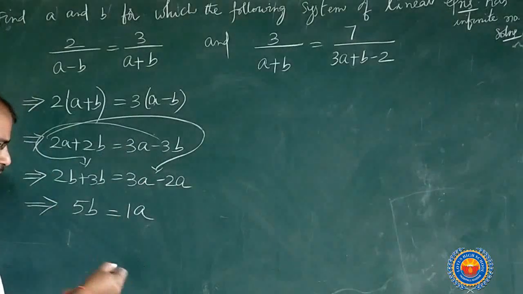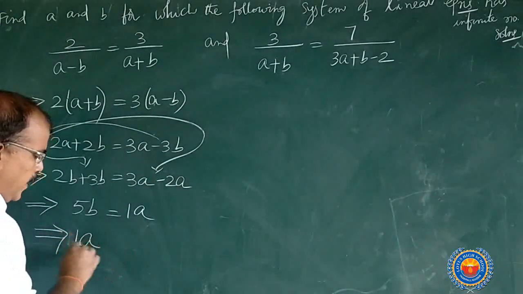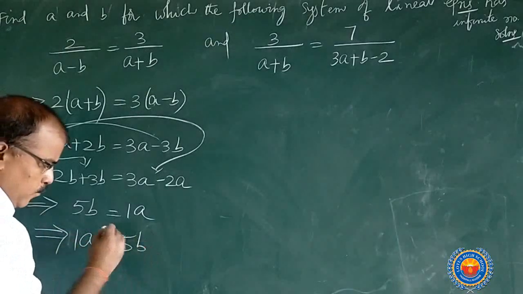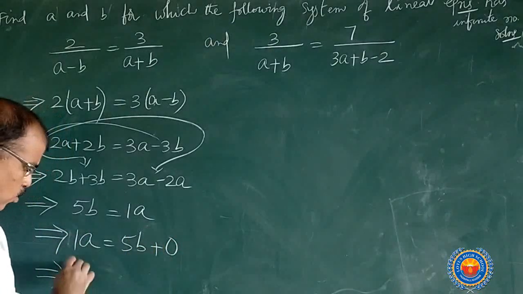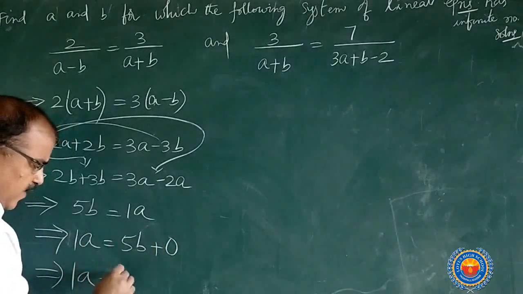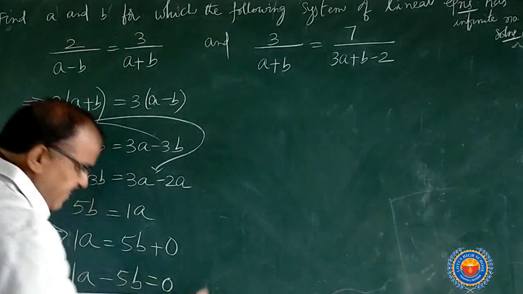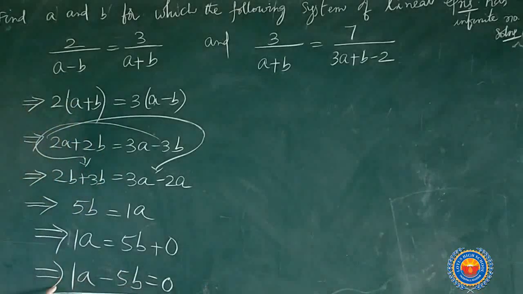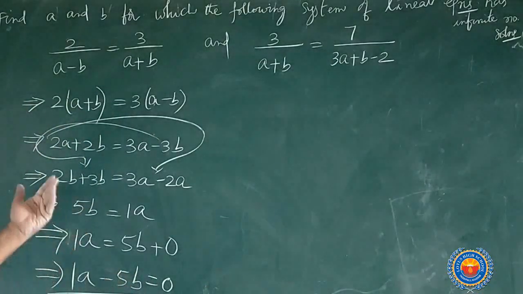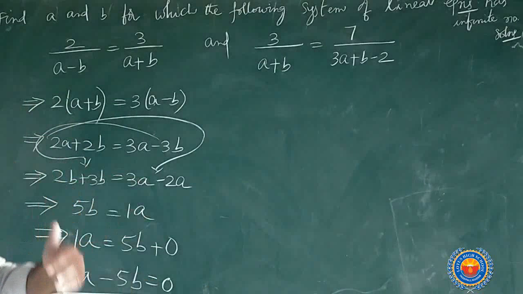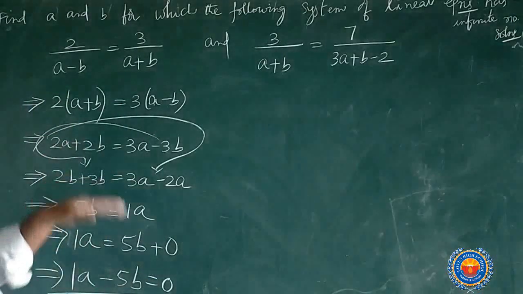This you can write like an equation. This is nothing but 1A is equal to 5B. If you want, you can write 5B plus 0. And that implies 1A, with 5B transposed, minus 5B is equal to 0. This is equation 1: A minus 5B is equal to 0. Otherwise, leave it like that and you can apply a substitution method, but I am going to apply the elimination method. That's what I did like this.